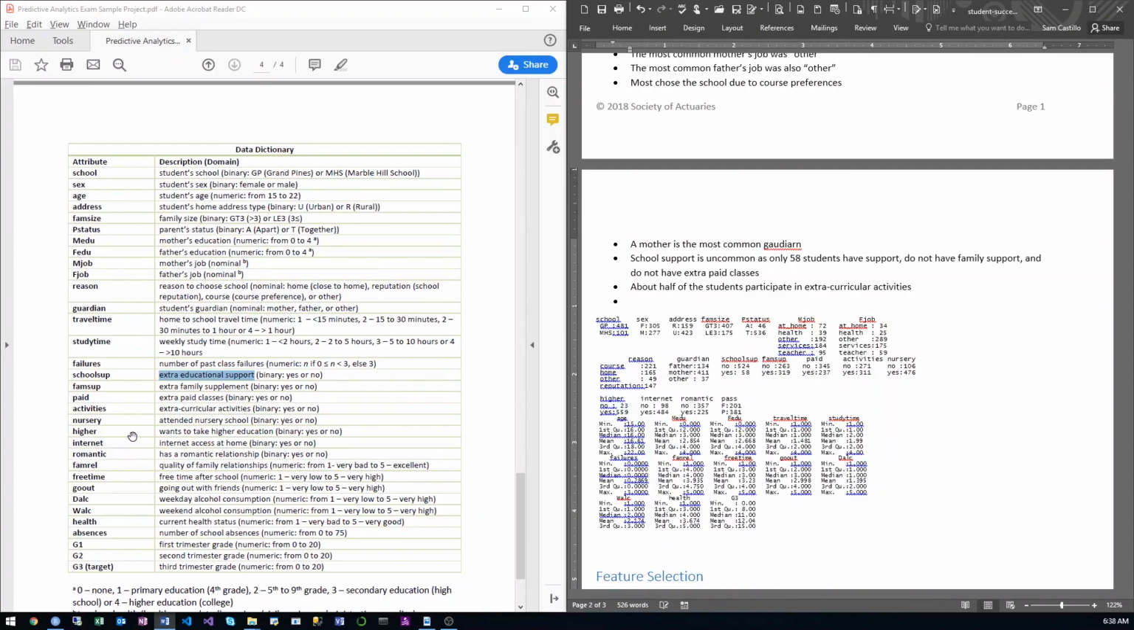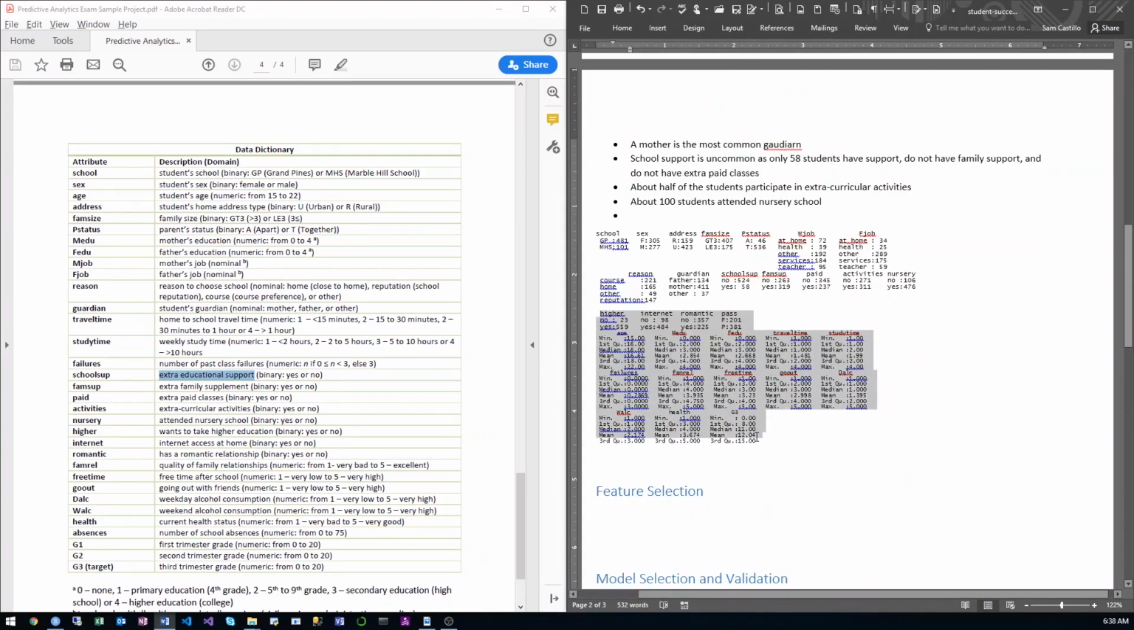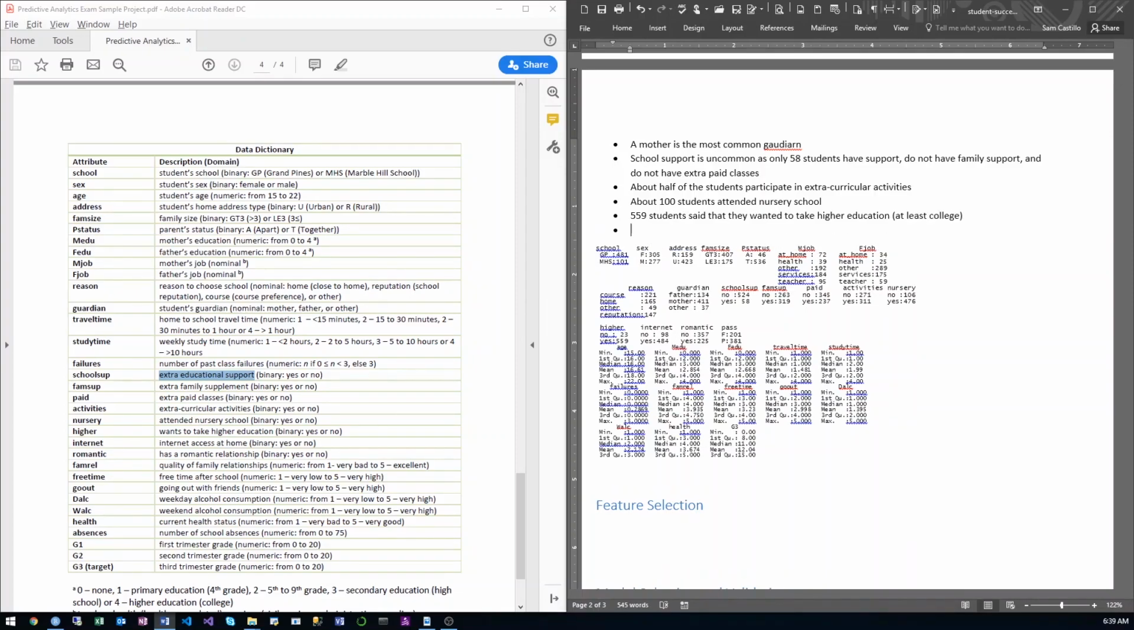Nursery is attended nursery school. All right, this is taking me a long time. Higher is wants to take higher education. 559 students said that they wanted to take higher education. I'm assuming that's at least college. This would imply that these are high school students.